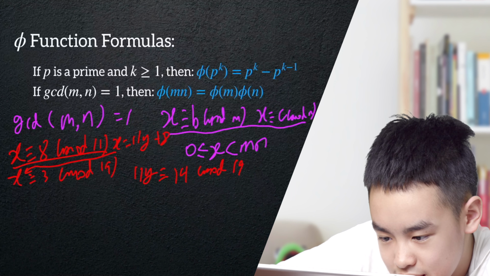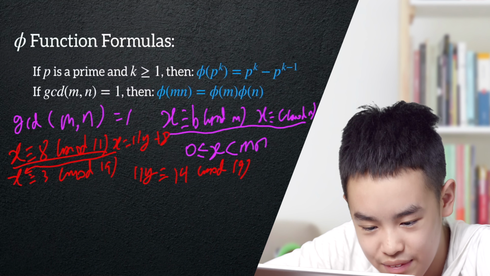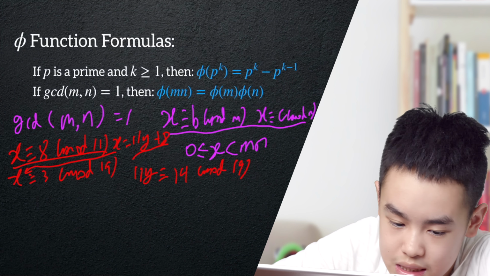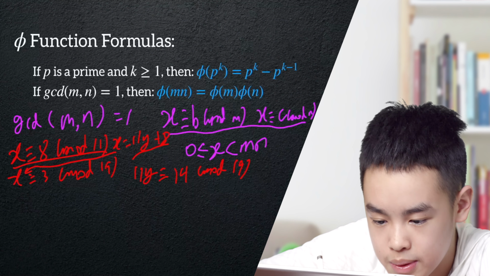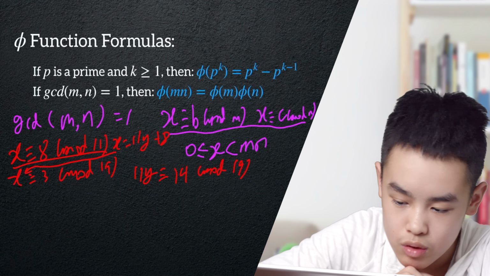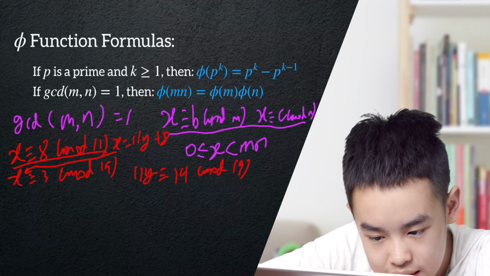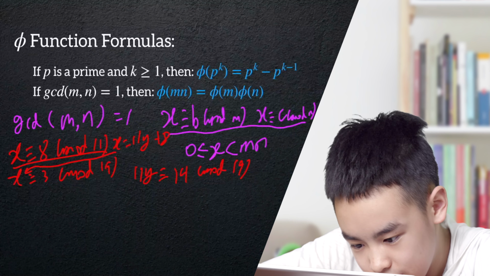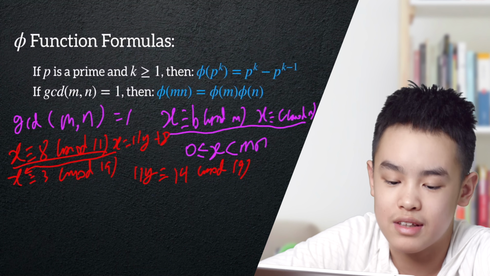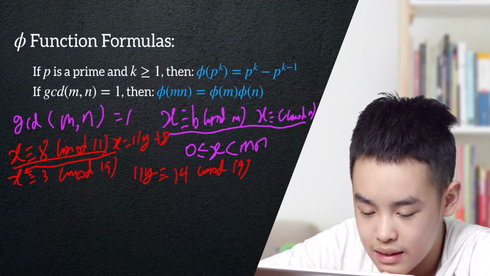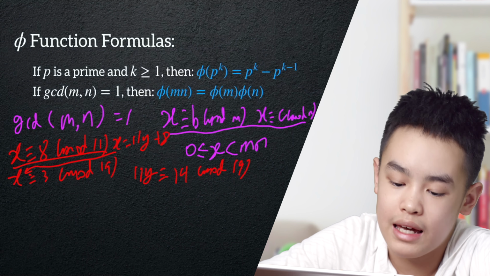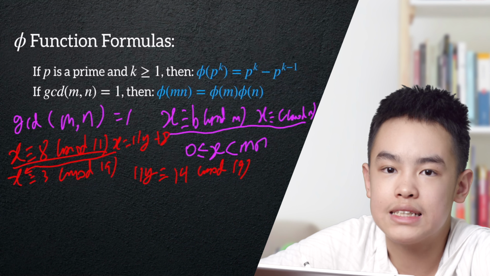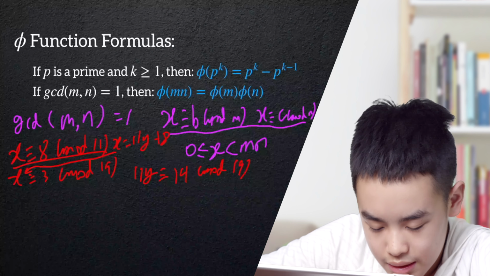Now, it is quite a magical change, but we substitute this into this. We have 11y plus 8 is congruent to 3 modulo 19, and we move the 8 to the right side, and we have 11y is congruent to negative 5 modulo 19. And we do not want negatives. No, never. So we add negative 5 to 19, and we have this. And it's not as magical now.